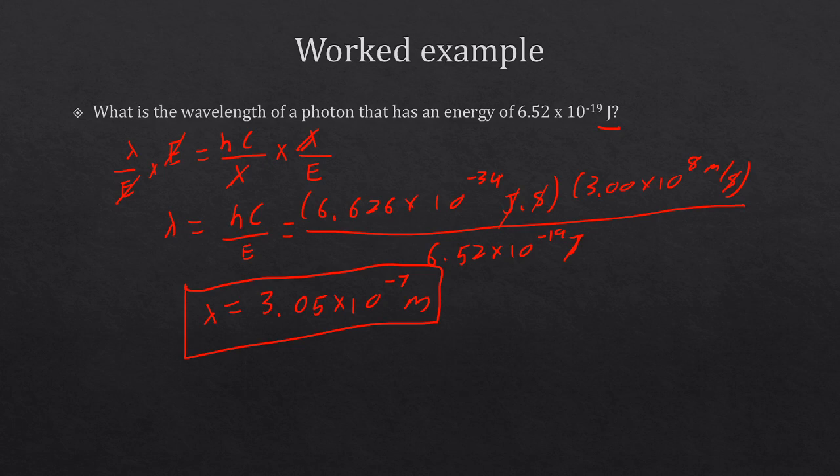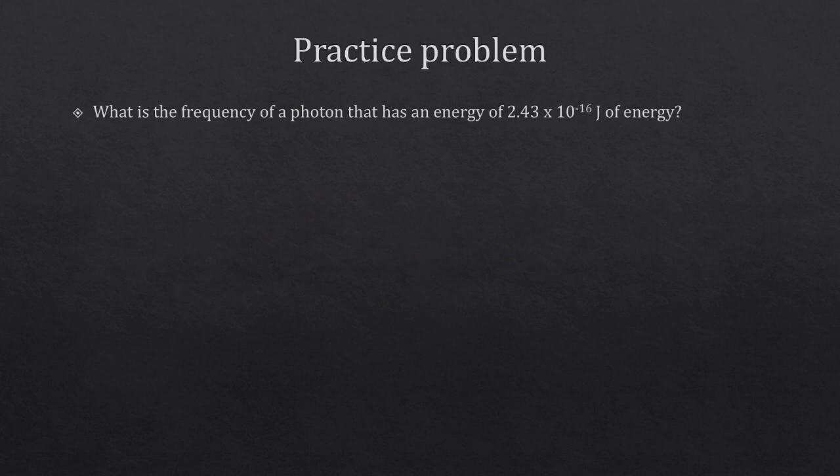Let's look at another example where you practice it this time. So what I want to know is, what is the frequency of a photon that has an energy of 2.43 times 10 to the negative 16th joules? So I suggest pausing it here and solving this question on your own. Hopefully you've done that, and now we can go to solving it.